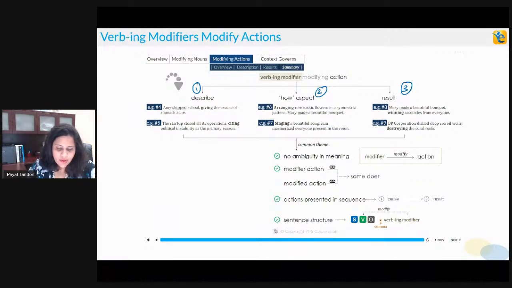The startup closed all its operations, citing political instability as the primary reason. So again, this is describing the closing action of the startup. Now the how aspect: arranging rare exotic flowers in a symmetric pattern, Mary made a beautiful bouquet. How did she make this beautiful bouquet? By arranging rare exotic flowers in a symmetric pattern, right?